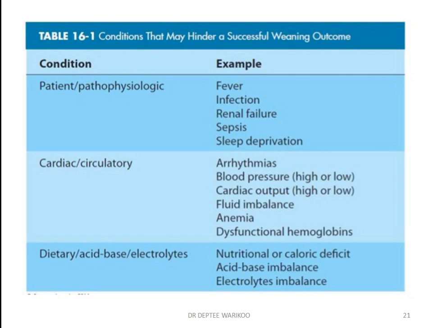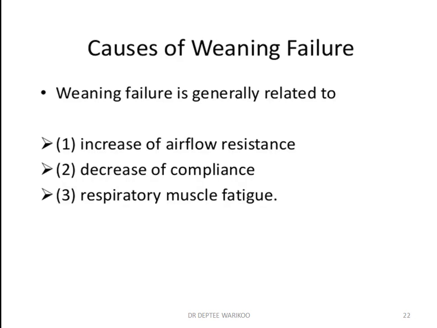There could be dietary, acid-base and electrolyte abnormalities which could hinder your weaning, like nutritional or caloric deficits, acid-base imbalances, electrolyte imbalances. These all could hinder your weaning. The patient could have problems in weaning. So what are the basic causes?